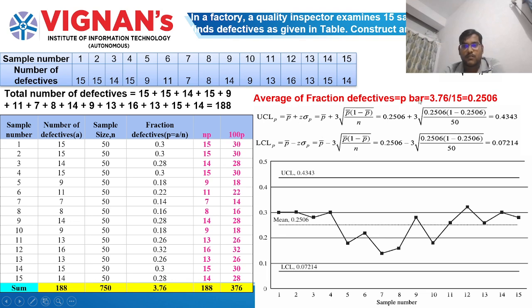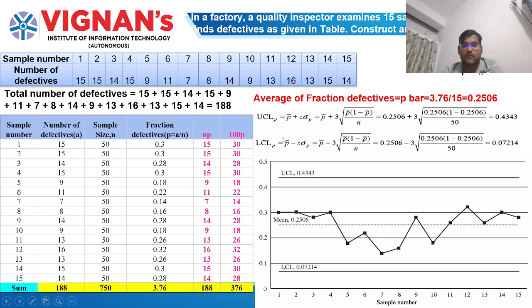Now this is about the average of fraction defectives, that is P bar. To find the P bar, the sum of fraction defectives is 3.76, divided by the total number of values, which is 15. So 3.76 by 15. You have to add all these values, and then you get 3.76. This is the fraction defective, and we need P bar, so that's why we are taking the average of all the values. This step is not required.